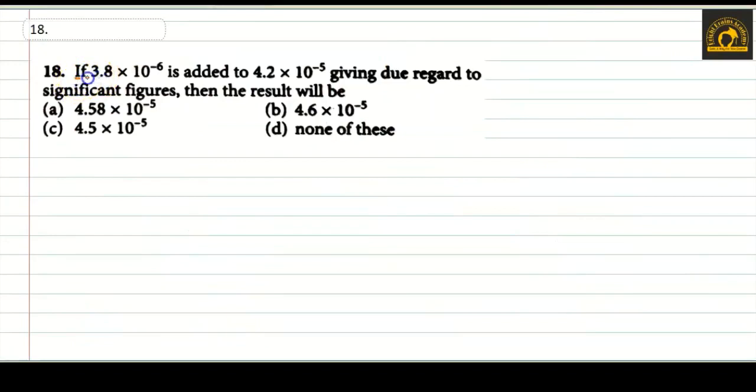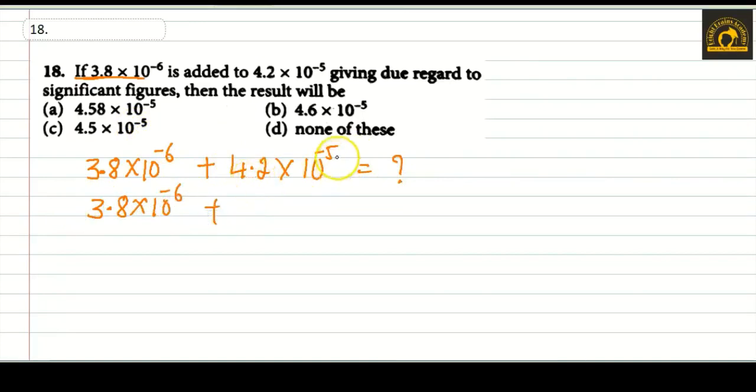Question number 18. If 3.8 into 10 to the power of minus 6 is added with 4.2 into 10 to the power of minus 5, give the result in significant figures. So this is 10 to the power of minus 5, and this is 10 to the power of minus 6. You have to convert 3.8 into 10 to the power of minus 6. Then how to convert 10 to the power of minus 6? Divide by 10 and multiply with 10. So 10 into 4.2 is 42, 10 to the power of plus 1. So it will be shifted to the numerator, that becomes 10 to the power of minus 6.